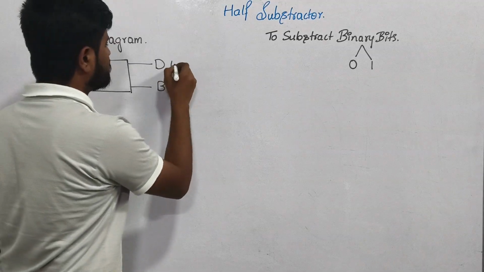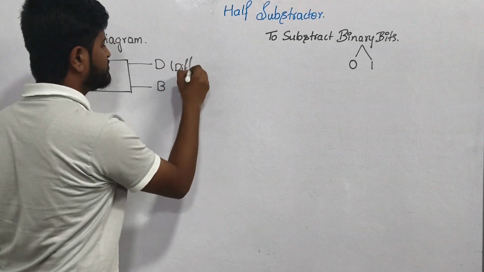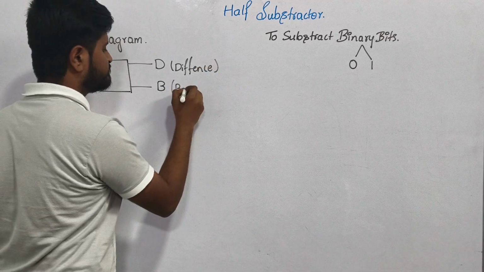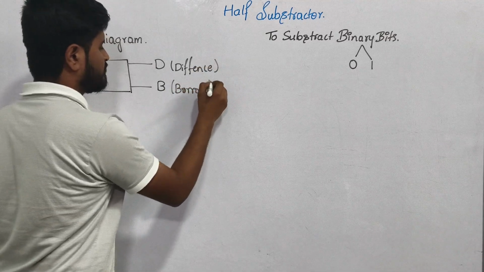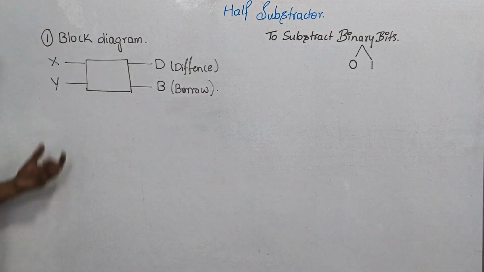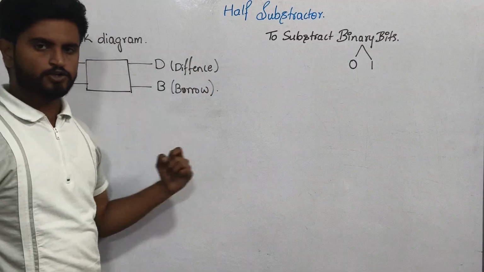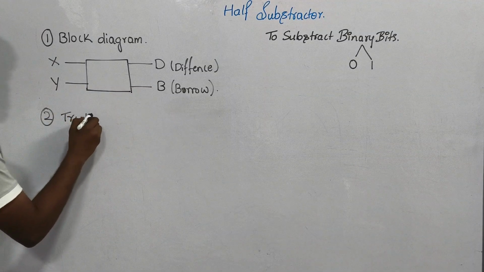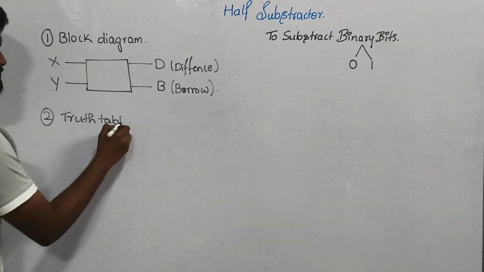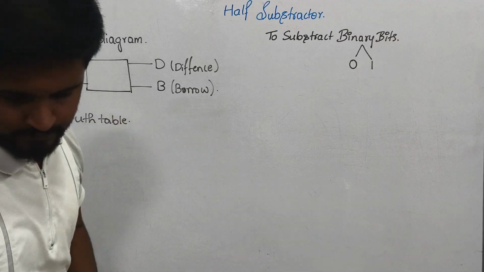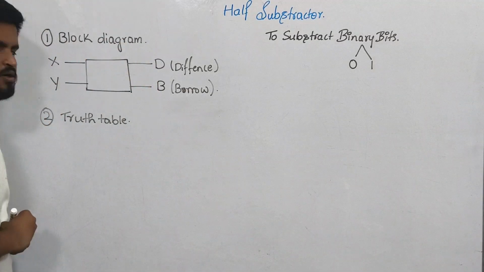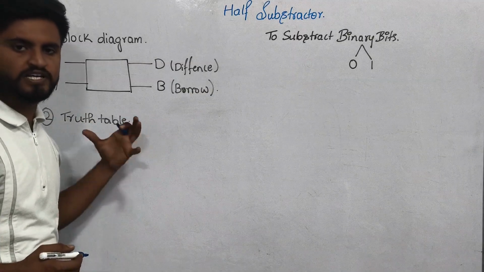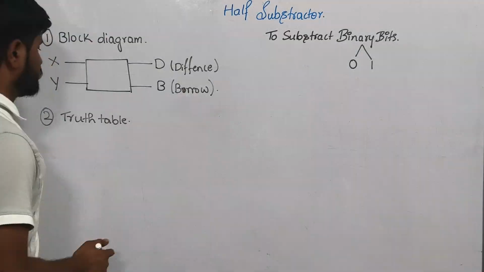My two outputs are difference D and borrow B. Now using this block diagram, let's write the truth table for the half subtractor. Here in the truth table, we will be writing the possible combinations of the inputs and their outputs.